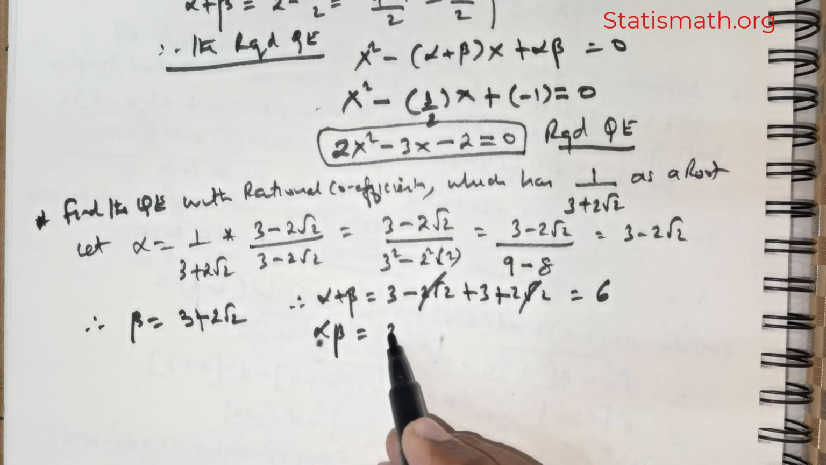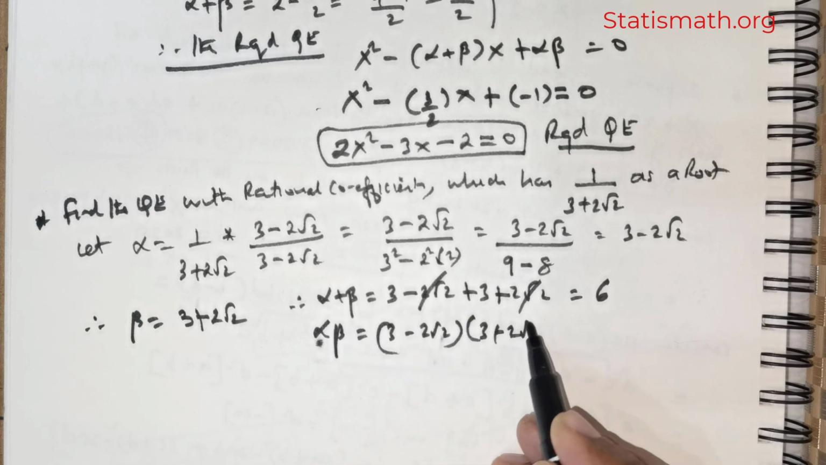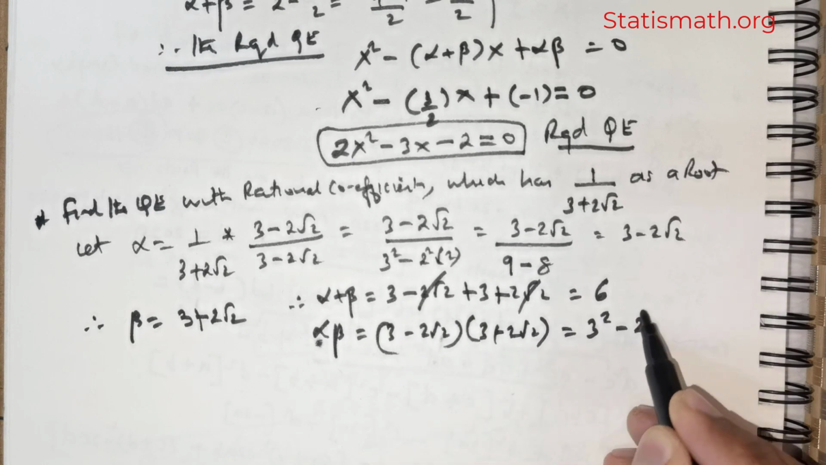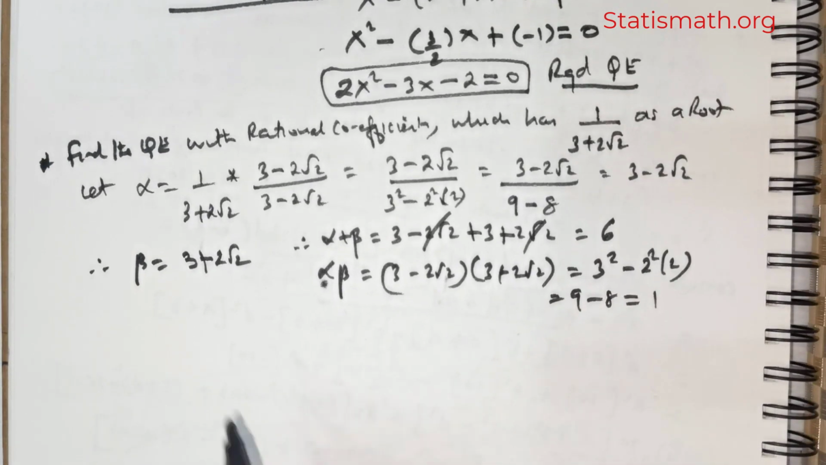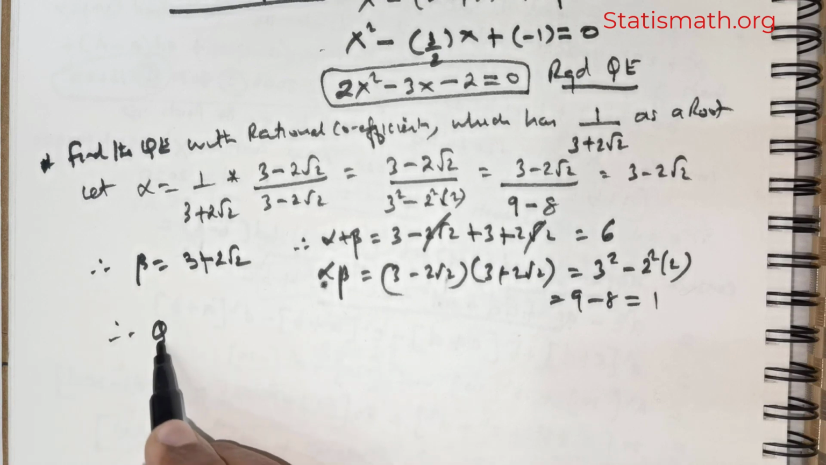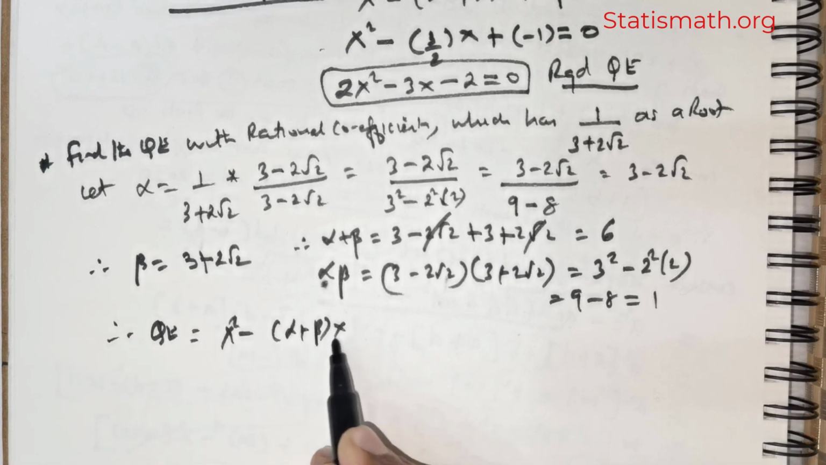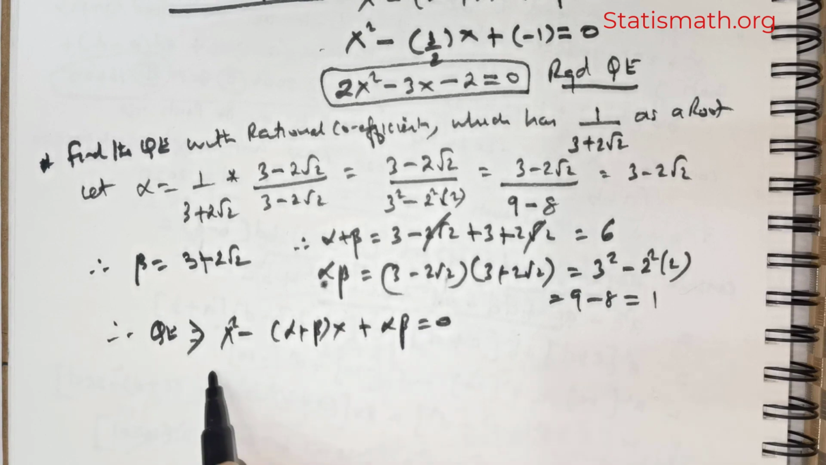And the product of the roots, 3 minus 2 times root 2 multiplied with 3 plus 2 times root 2. This is going to give me 3 squared minus 2 squared times 2, 9 minus 8, which is going to give me 1. So therefore the quadratic equation is going to be x squared minus alpha plus beta times x plus alpha into beta is equal to 0. So this is the required quadratic equation.